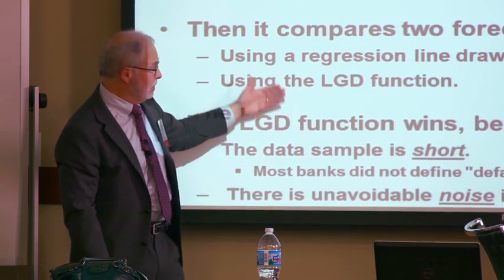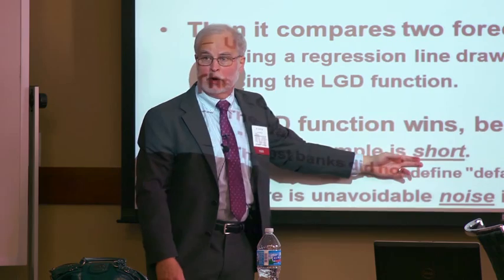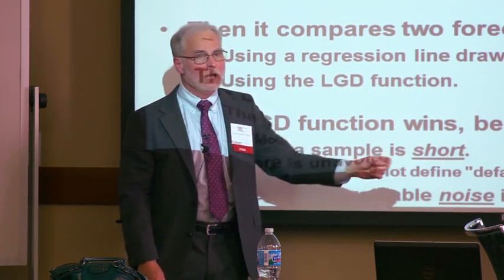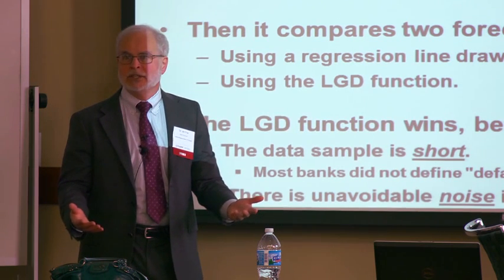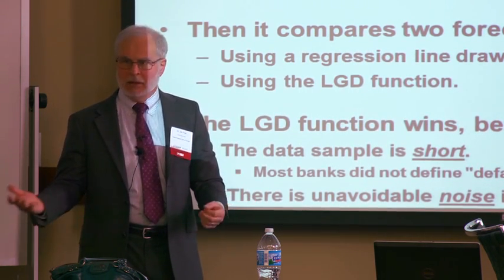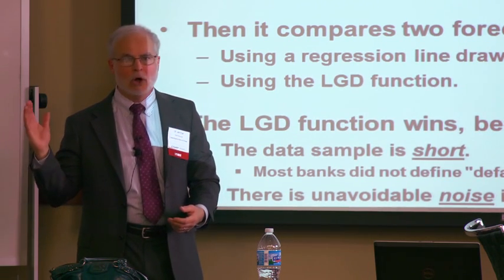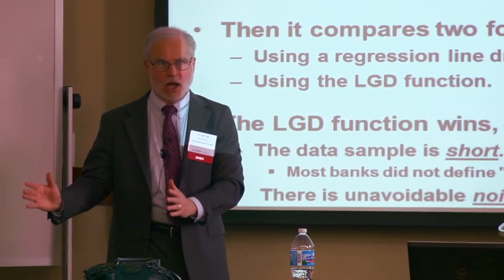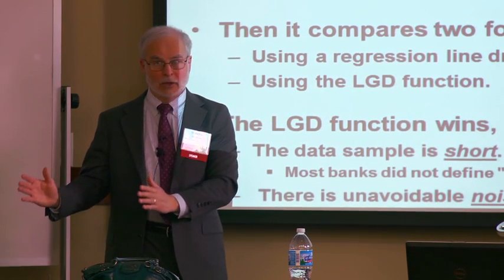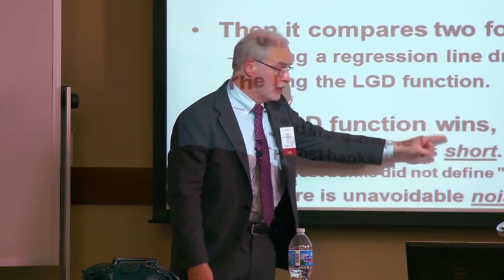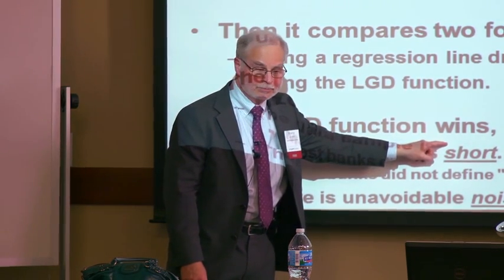And there are basically two things involved there. One of them is the shortness of the data set, right? We can only go back to 1984. That's in junk bonds. In loans, most banks didn't even define default 10 years ago. The definition of default came into being because of Basel II. It's all recent stuff. Nobody has a long-term data set on default and LGD of loans. The concepts are just too new. So the short data set, you'll see, that really matters.